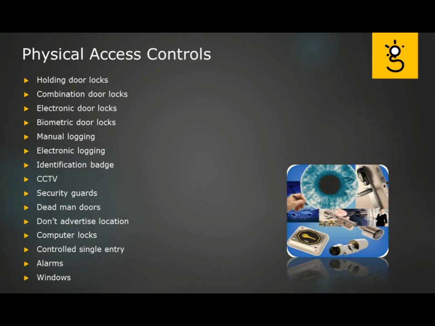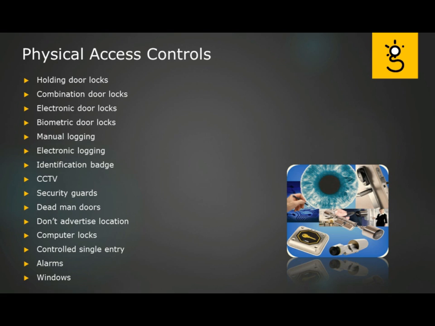Now, what can we do to add to the physical access security, the controls? Well, these are physical controls. Simple things. Holding door locks. Combination door locks. All we're saying is, don't let people get in. Just simple things. Electronic door locks, biometric, fingerprint scans. We could do something as simple as trying to scare most people who might be on the edge about committing crimes with manual logging. You've got to sign in. It could be electronic logging with your key card or identification badge.